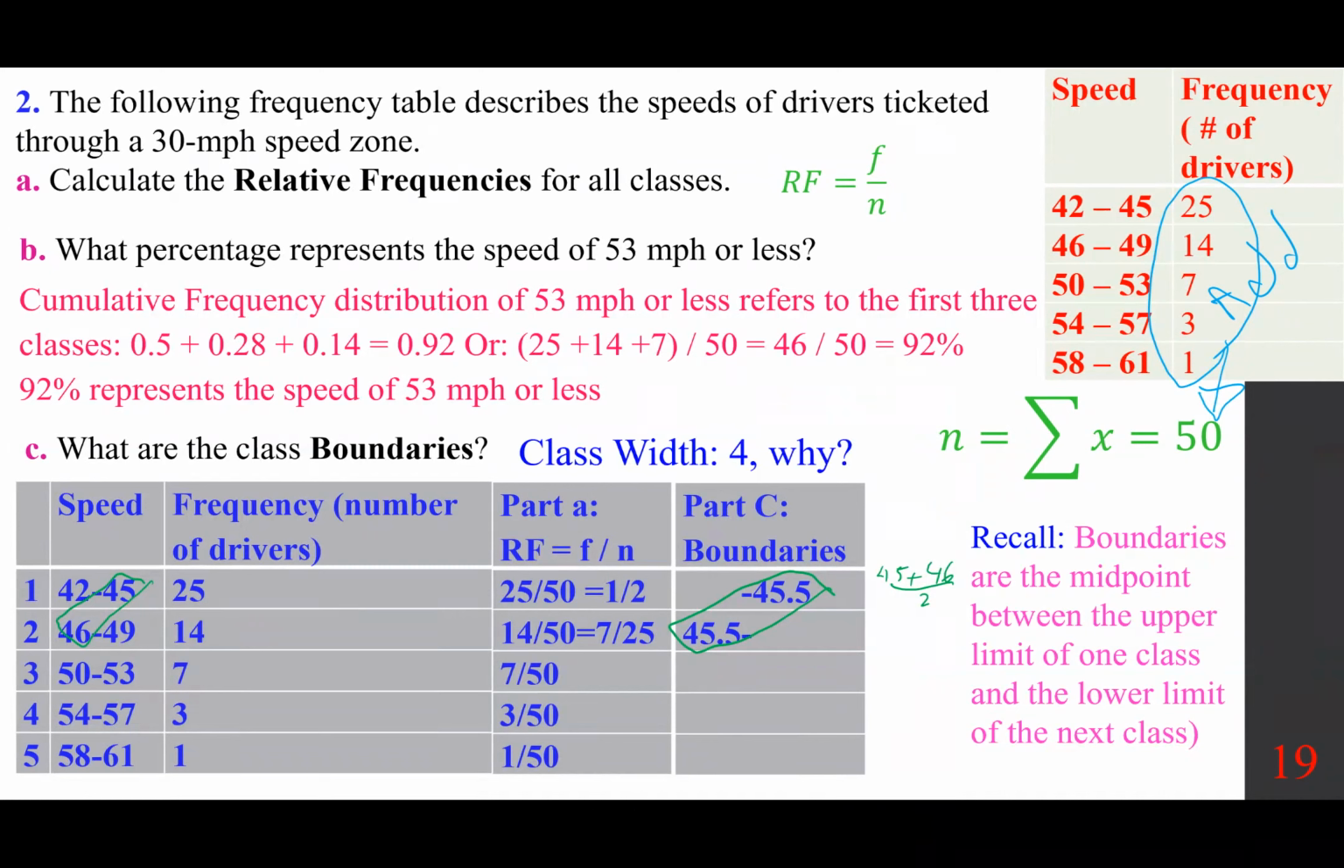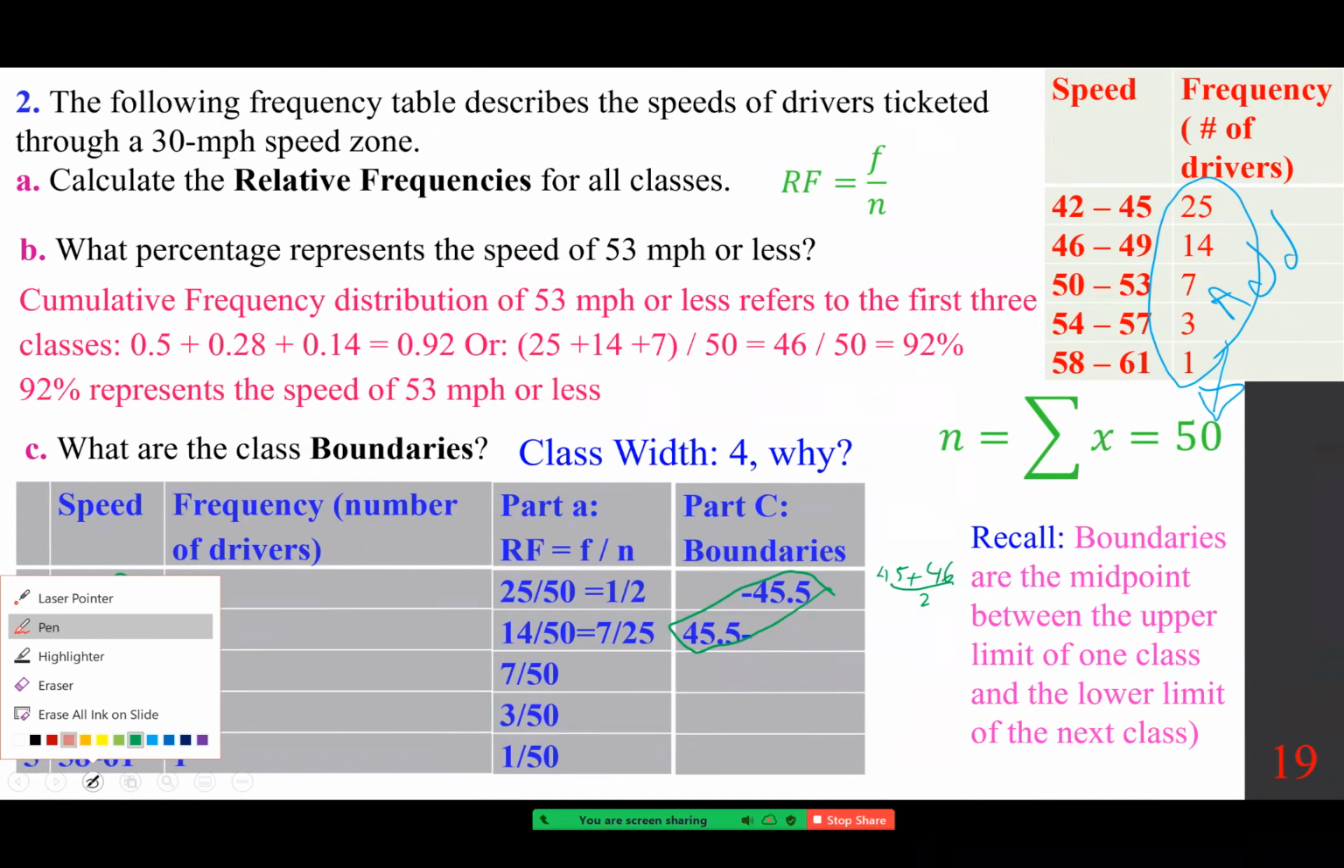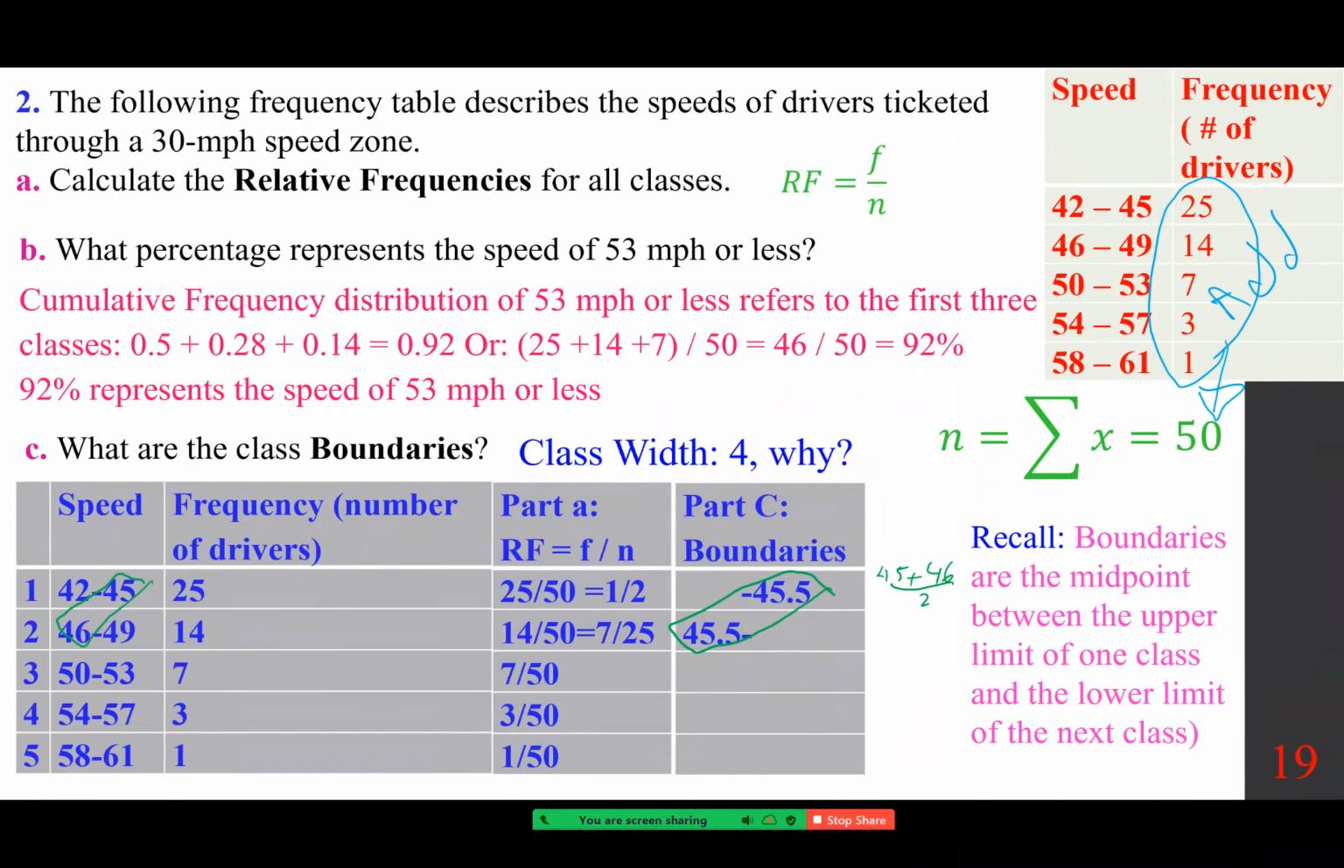The reason why, for example, you can say 58 minus 54. Or if you go this route, the upper limit is 53 minus the lower limit is 50 plus 1 unit. However you look at it, the answer is 4.